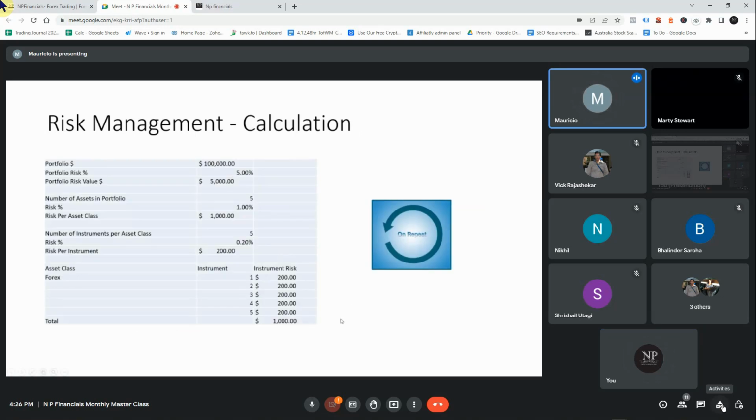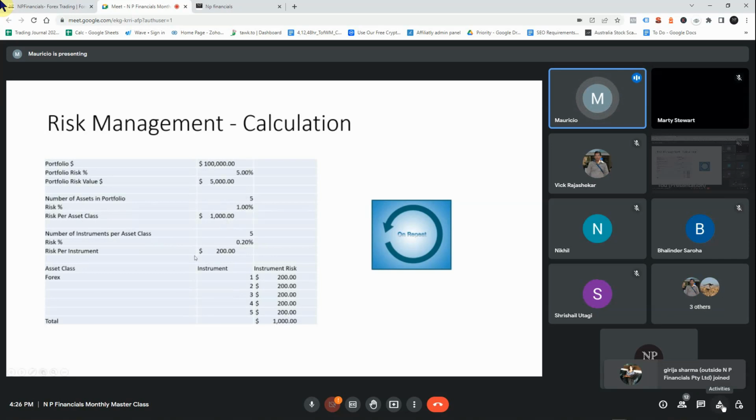Now, we've got our Excel spreadsheets that we could use or refer to. This is an example where I've put all the amounts into an Excel sheet, which is what I went through in the previous slides. You can see here, 100,000, 5%, 5,000. Number of assets in portfolio, 5, so that means it's 1% per asset, which is 1,000. If I've got 5 instruments per asset, that's 0.2%, which is 200, and you can see here that it works out to be 1,000.